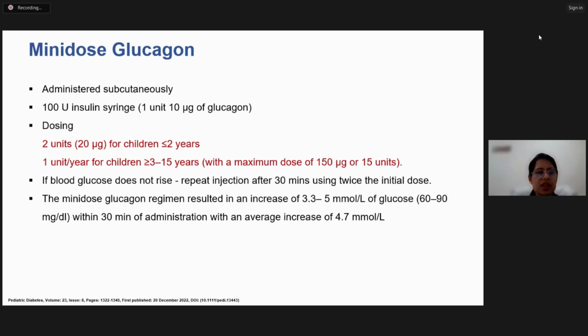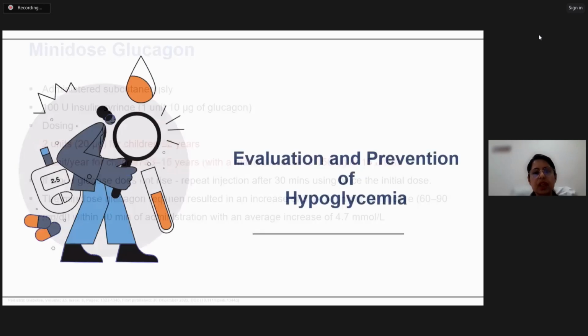If the blood glucose does not rise, the mini dose glucagon is repeated after 30 minutes using twice the initial dose. This mini dose glucagon is potent in increasing blood glucose levels by 60 to 90 milligrams within 30 minutes of administration.